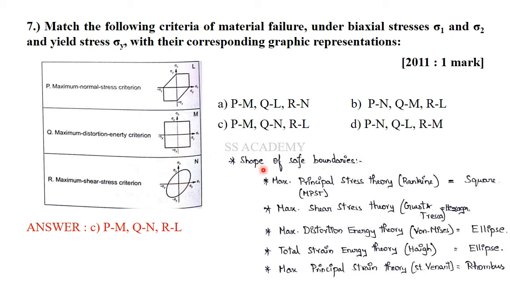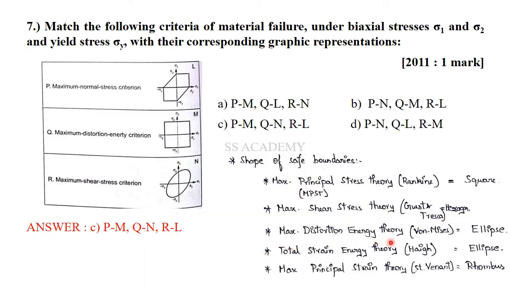First, let us know the different shapes of safe boundaries for different theories. For maximum principal stress theory developed by Rankine, also known as Rankine's theory, sometimes as MPST, it is a square. So you may guess that maximum principal stress theory is also called the maximum normal stress criterion, because principal stresses are always normal. So P corresponds to M. Then maximum shear stress theory developed by Guest and Tresca, sometimes called Guest's theory, is a hexagon. The safe boundary is a hexagon.